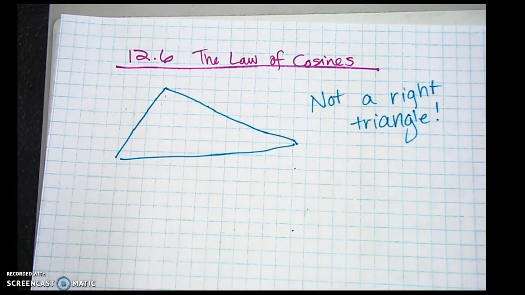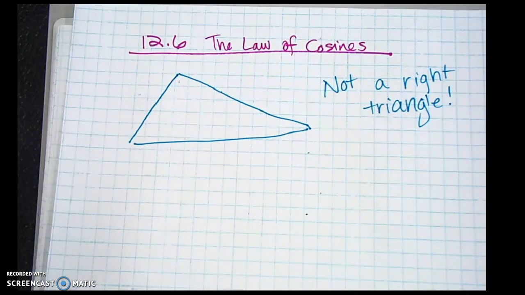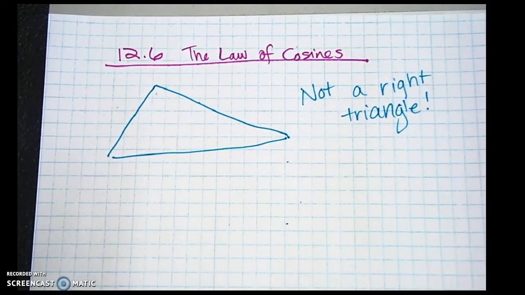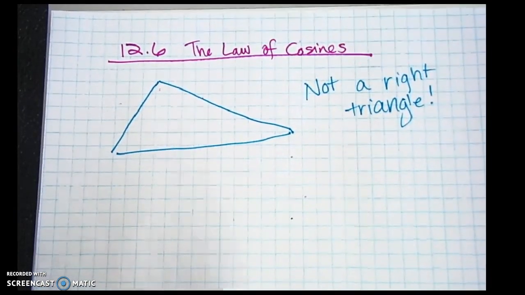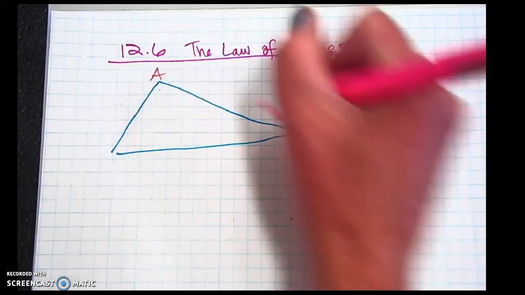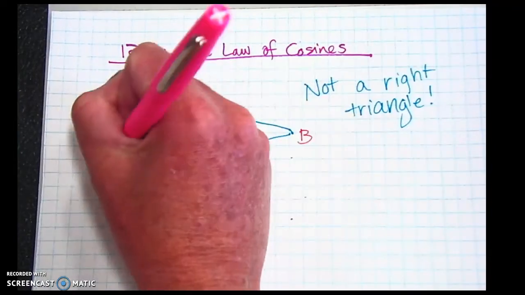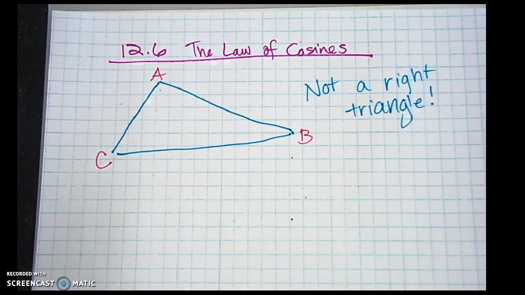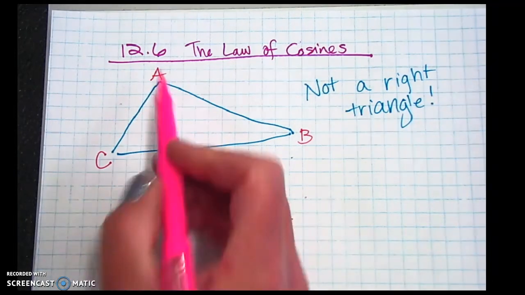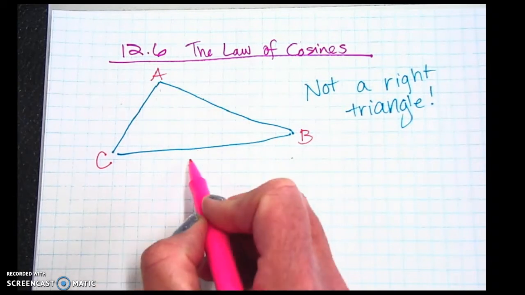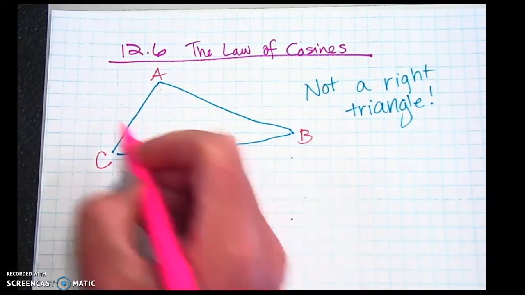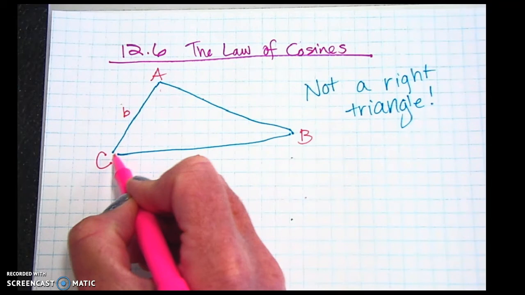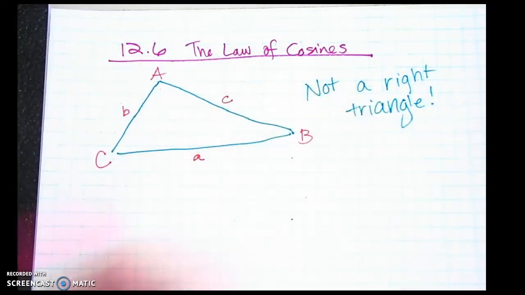So if you get a triangle and it's not a right triangle, then you're either going to use law of sines on it or law of cosines, okay? So let's label the vertices A, B, and C. Why? Because that's what the formula uses. It uses capitals for the vertices, and it uses lowercase for the sides opposite. So opposite vertex A is side A, and opposite B is side B, and opposite vertex C is side C.